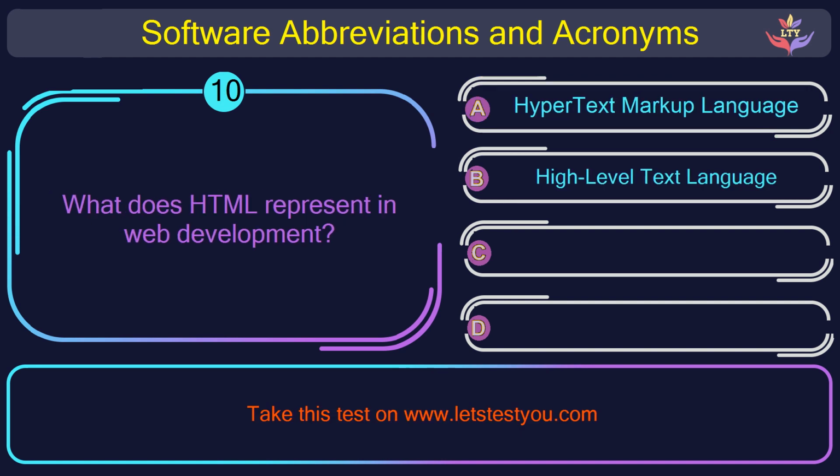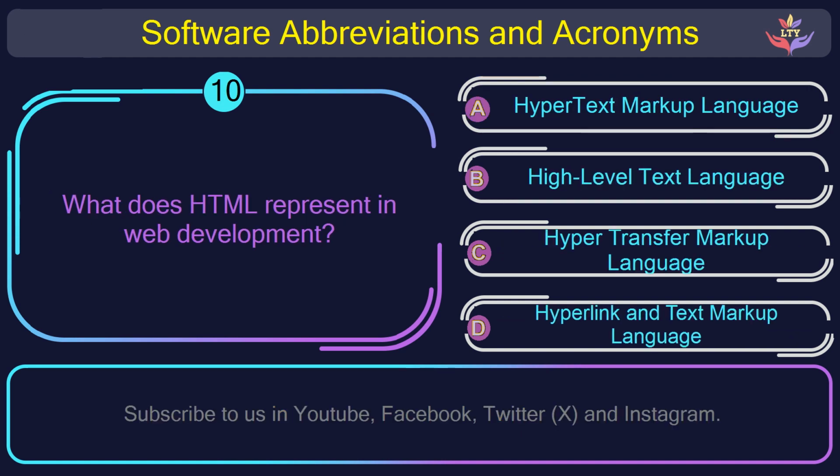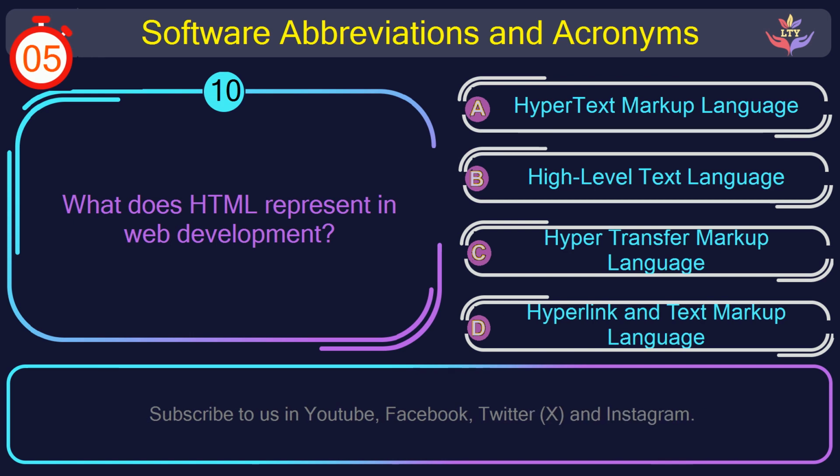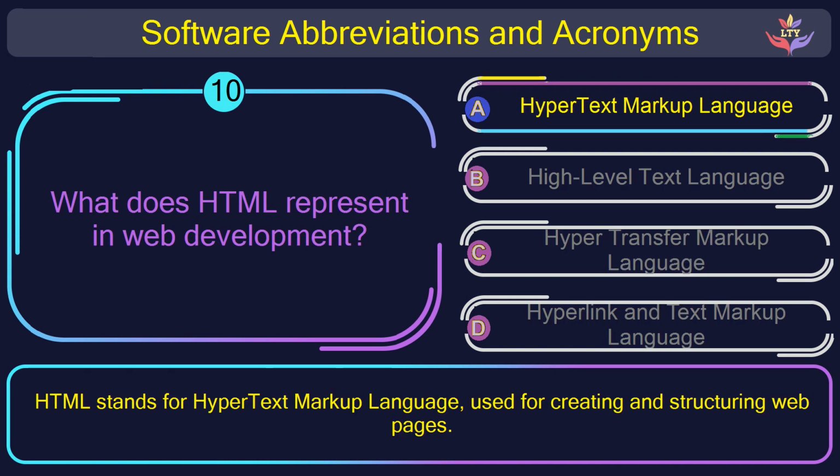Question number 10. What does HTML represent in web development? The correct answer is option A. Hypertext Markup Language. HTML stands for Hypertext Markup Language, used for creating and structuring web pages.